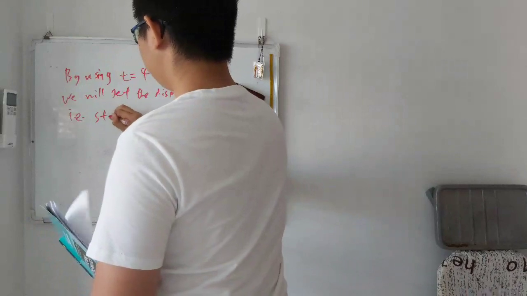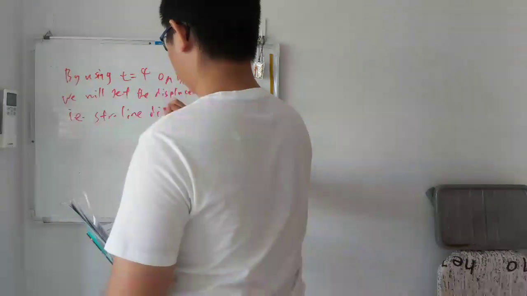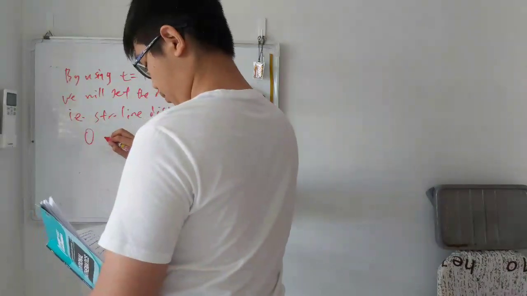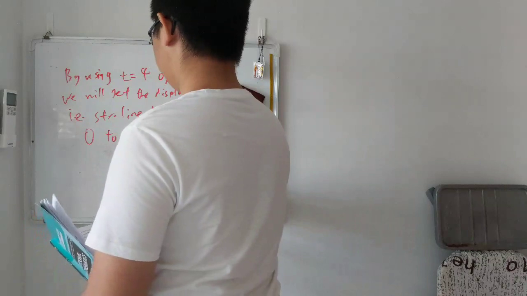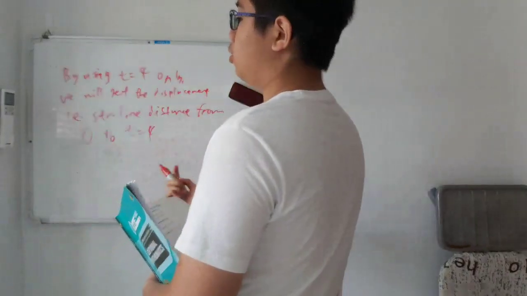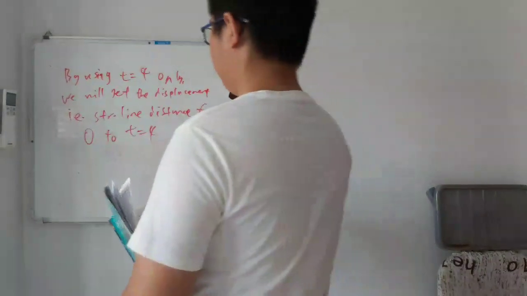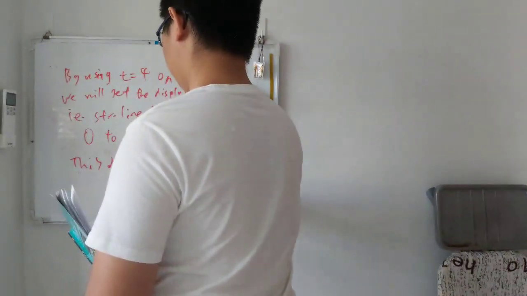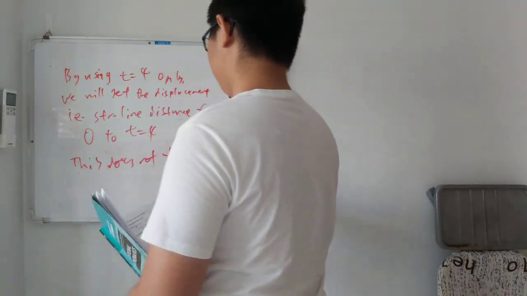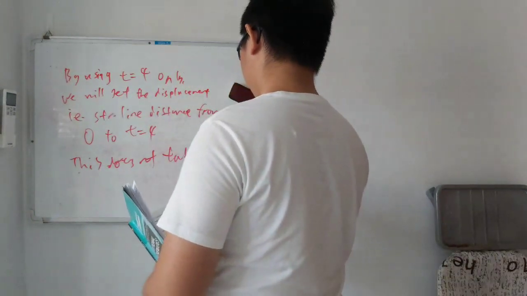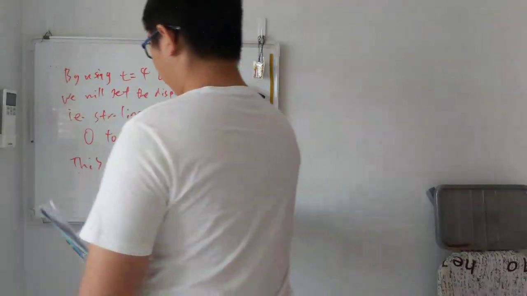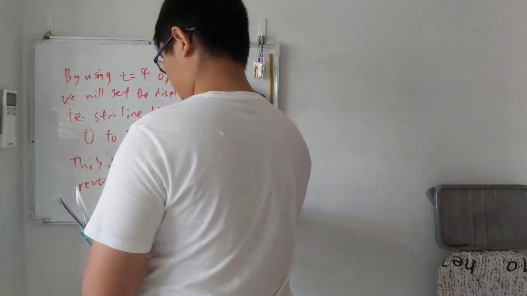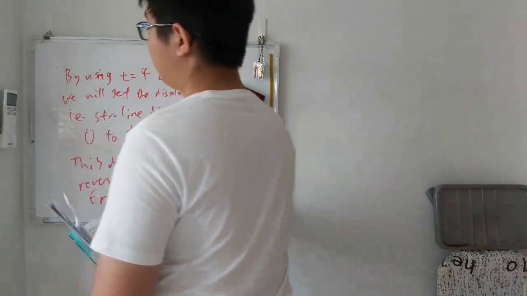Which is the straight line distance from O to t equals 4. And that's not what we want, because this does not take into account the reverse of direction from the turning points.